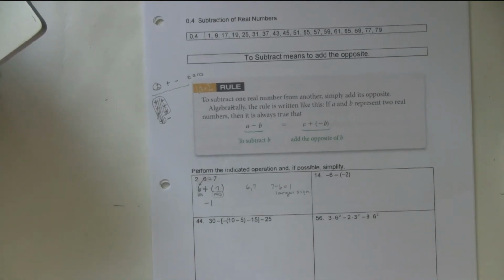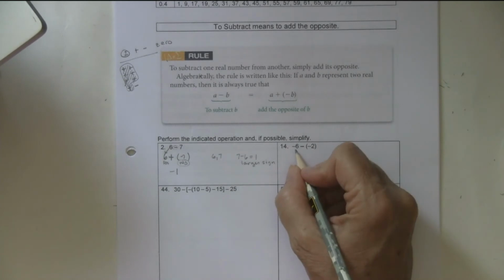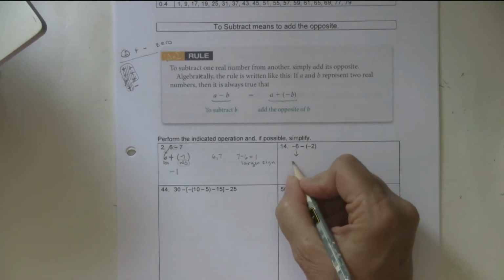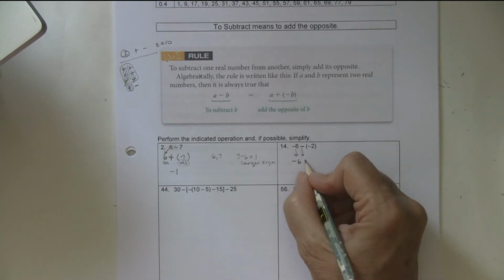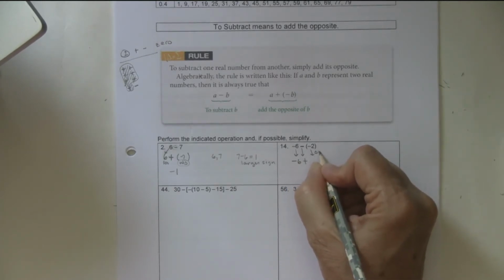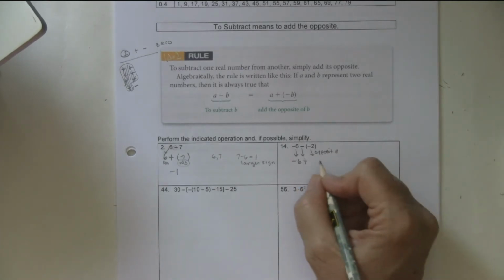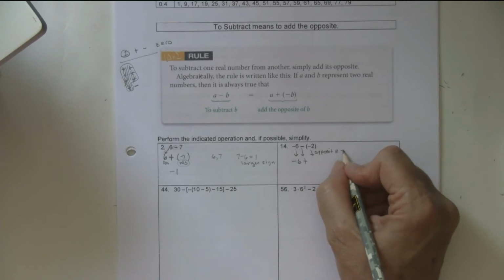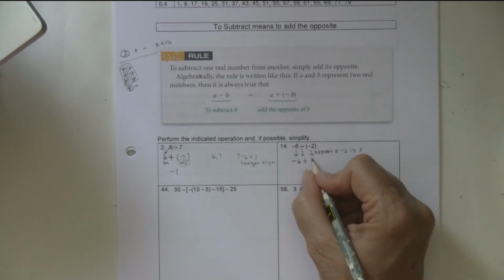Okay, so this is number 14. Using the rule of rewriting it, you would first write down the -6. Then you would change this subtraction to an add, and you would do the opposite of -2. And the opposite of negative 2 is 2, right? Do the opposite of negative 2, that's 2.